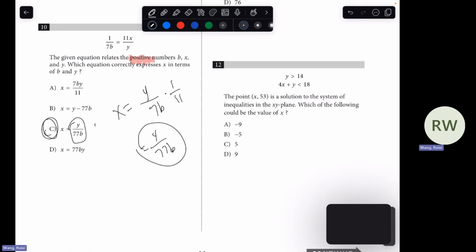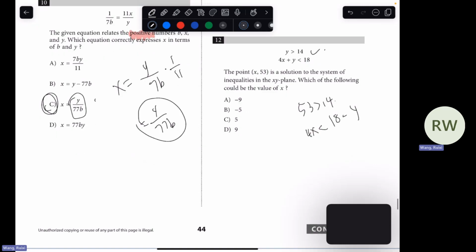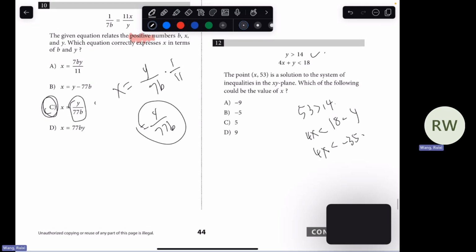And 12. So point is a solution to the system, which of the following could be verified. So 53, you know, is definitely larger than 14. So the first one is satisfied. And the second one, 4x is less than 18 minus y. So less than 18 minus 53, that's negative 35. Okay, 4x is less than negative 35. So x can be negative 9, right? Everything else will make this larger than negative 35.